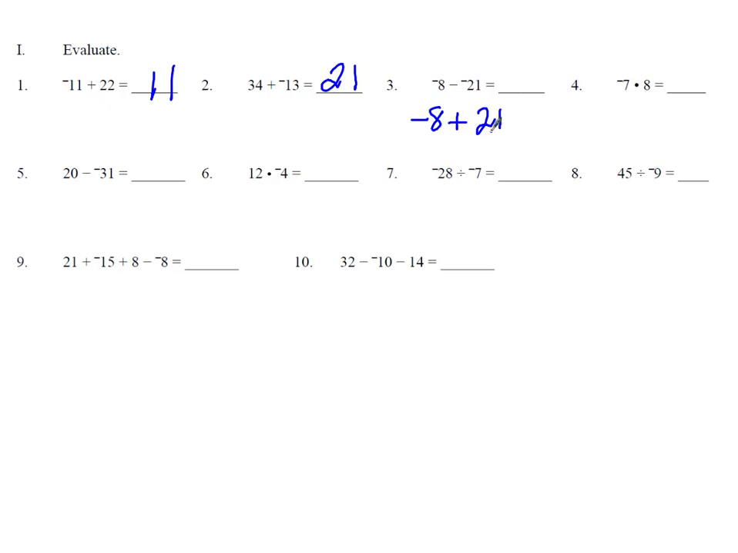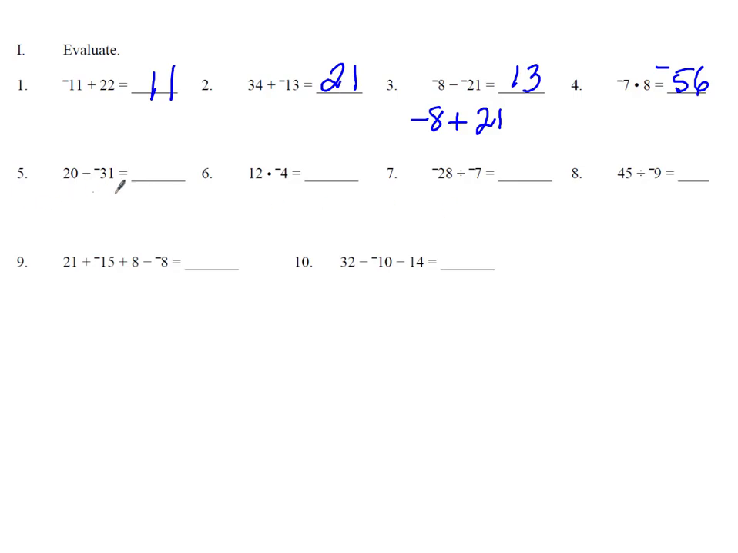So now we go back to our addition rules. Our signs are different, so we subtract, and we end up with 13. Number 4, dealing with multiplication. We know with multiply and divide that we multiply or divide first, and then we count the negatives. So in this one right here, we're going to do 7 times 8, which is 56. And then I'm going to count my negatives. I have one negative, so my answer is negative.